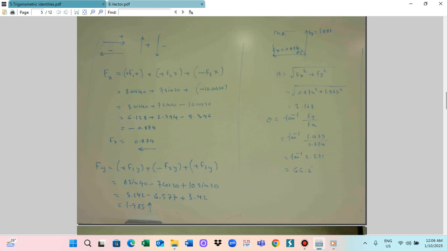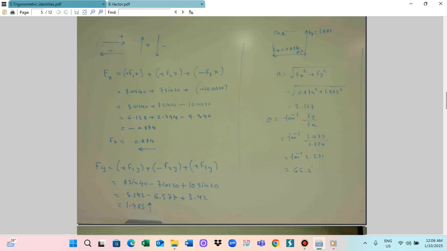So then you find that this one will be the resultant R. So R is equal to square root of FH squared plus FY squared. And also you can find the angle theta. So you substitute: FH squared is 0.874 squared plus FY squared is 1.985 squared. And then square root, so you got 2.168. So this is what the result is.